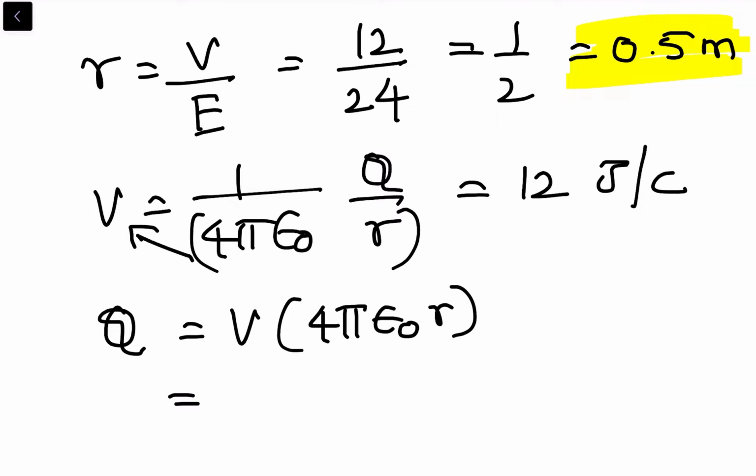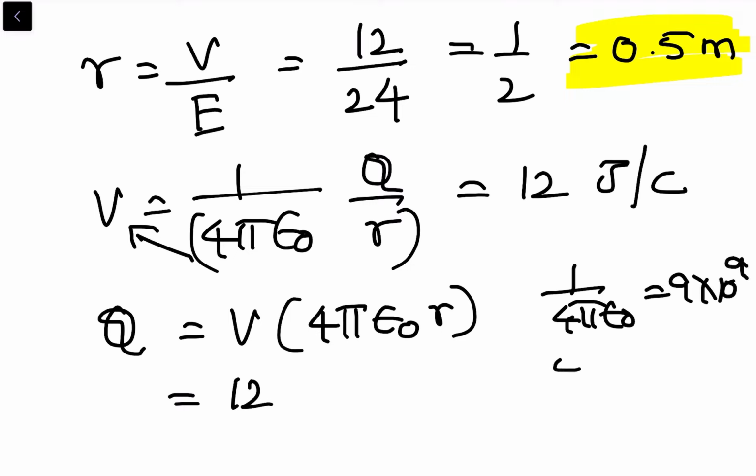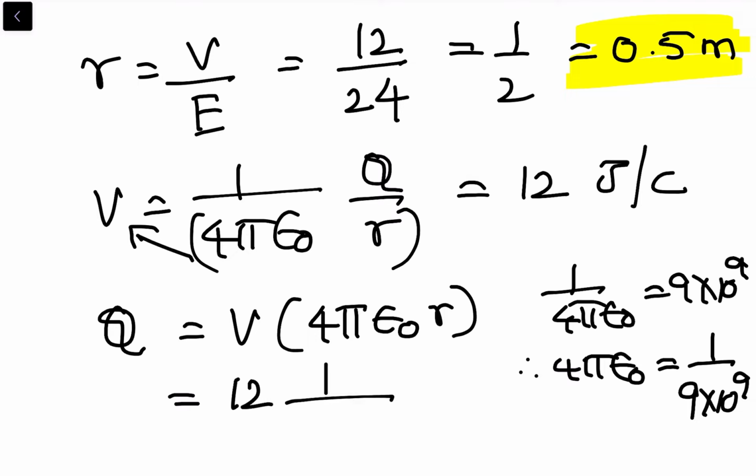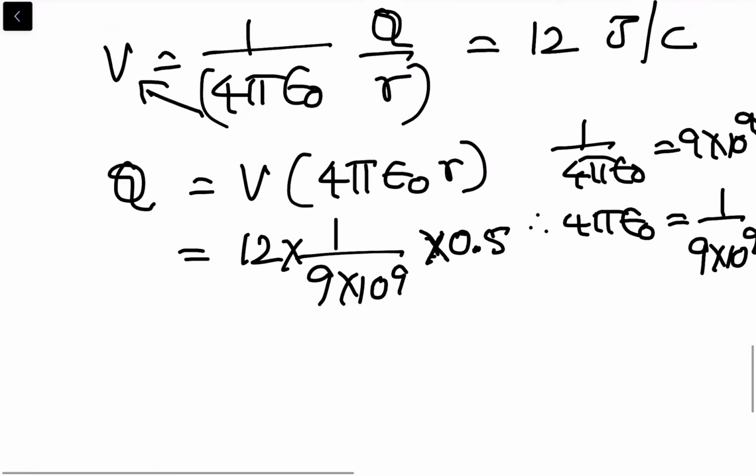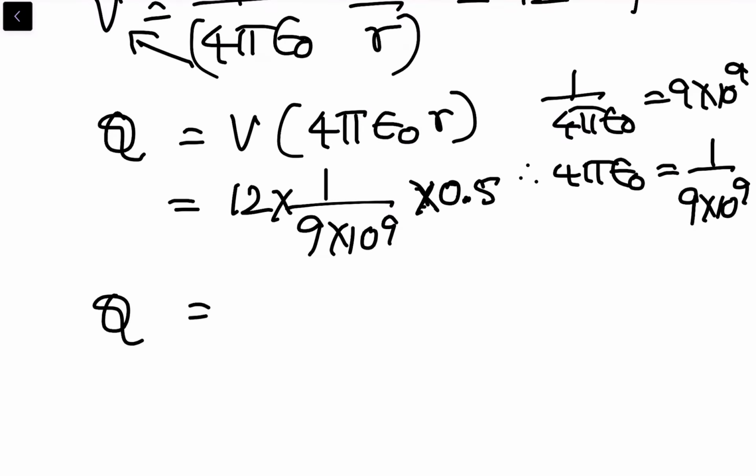Okay, so now you can substitute all the values. V is 12. You know 1 by 4 pi epsilon naught is equal to 9 into 10 to the power of 9. So 4 pi epsilon naught is equal to 1 by 9 into 10 to the power of 9, the reciprocal of that. Then 12 already we wrote, and distance R is equal to 0.5. So 12 into 1 by 9 into 10 to the power of 9 into 0.5, because the value of R is equal to 0.5.